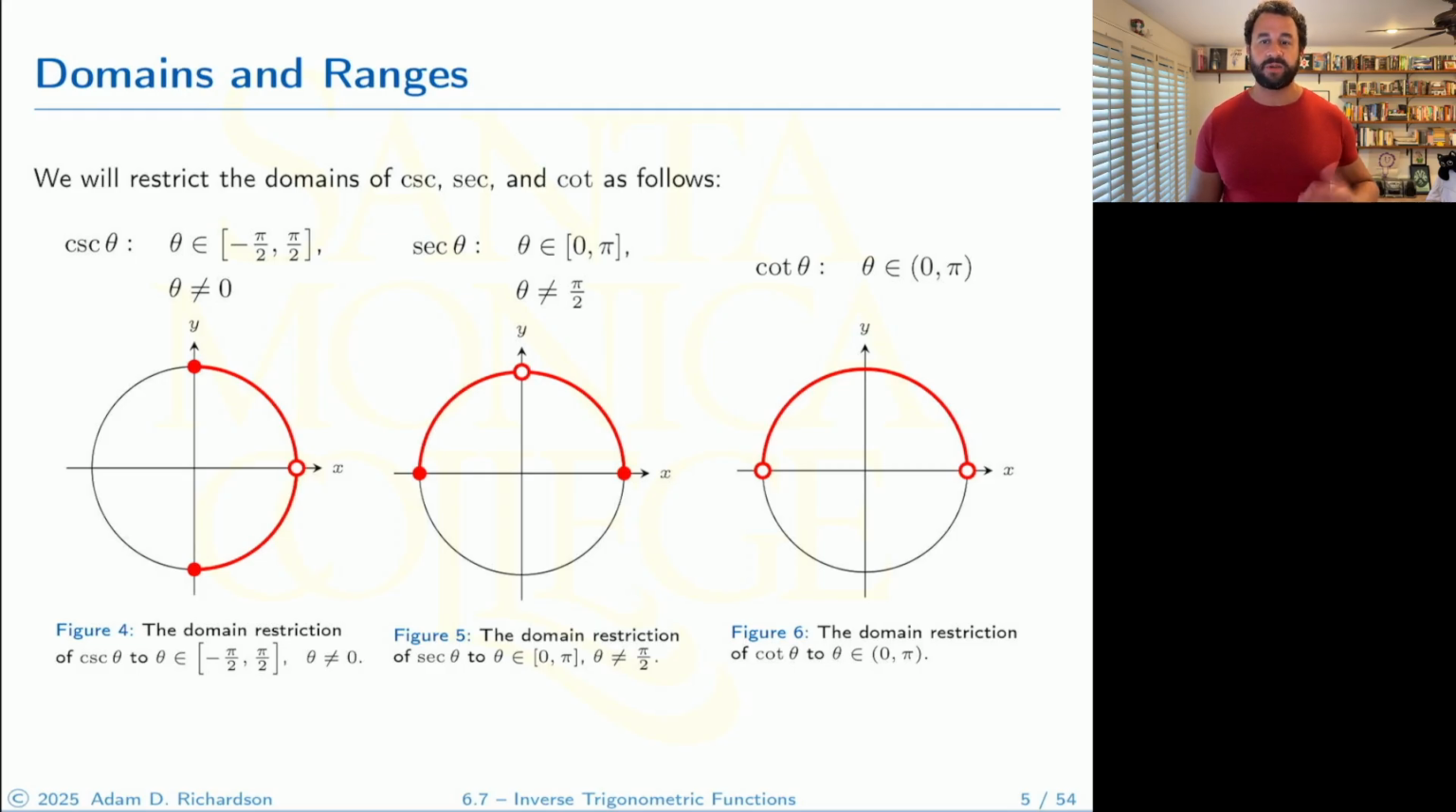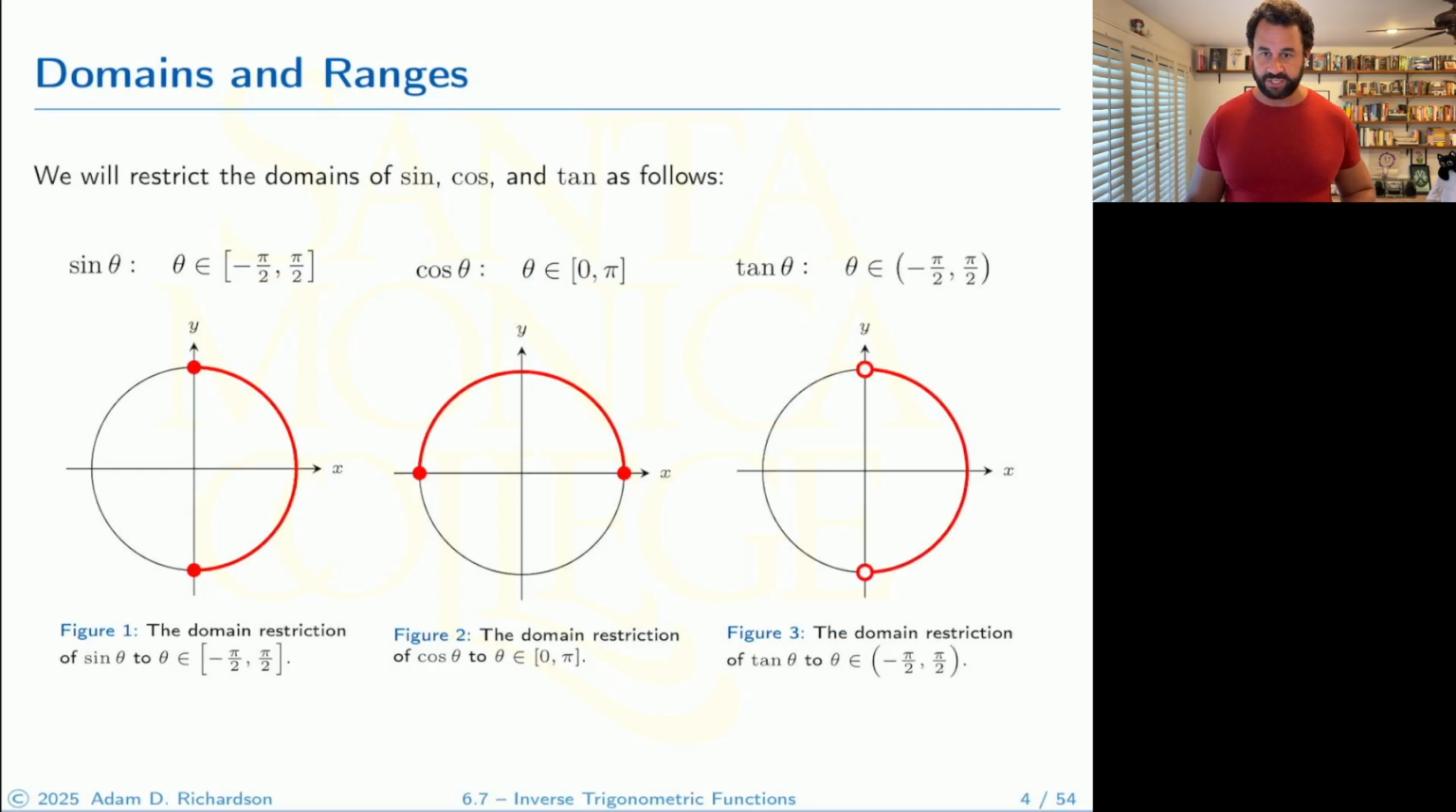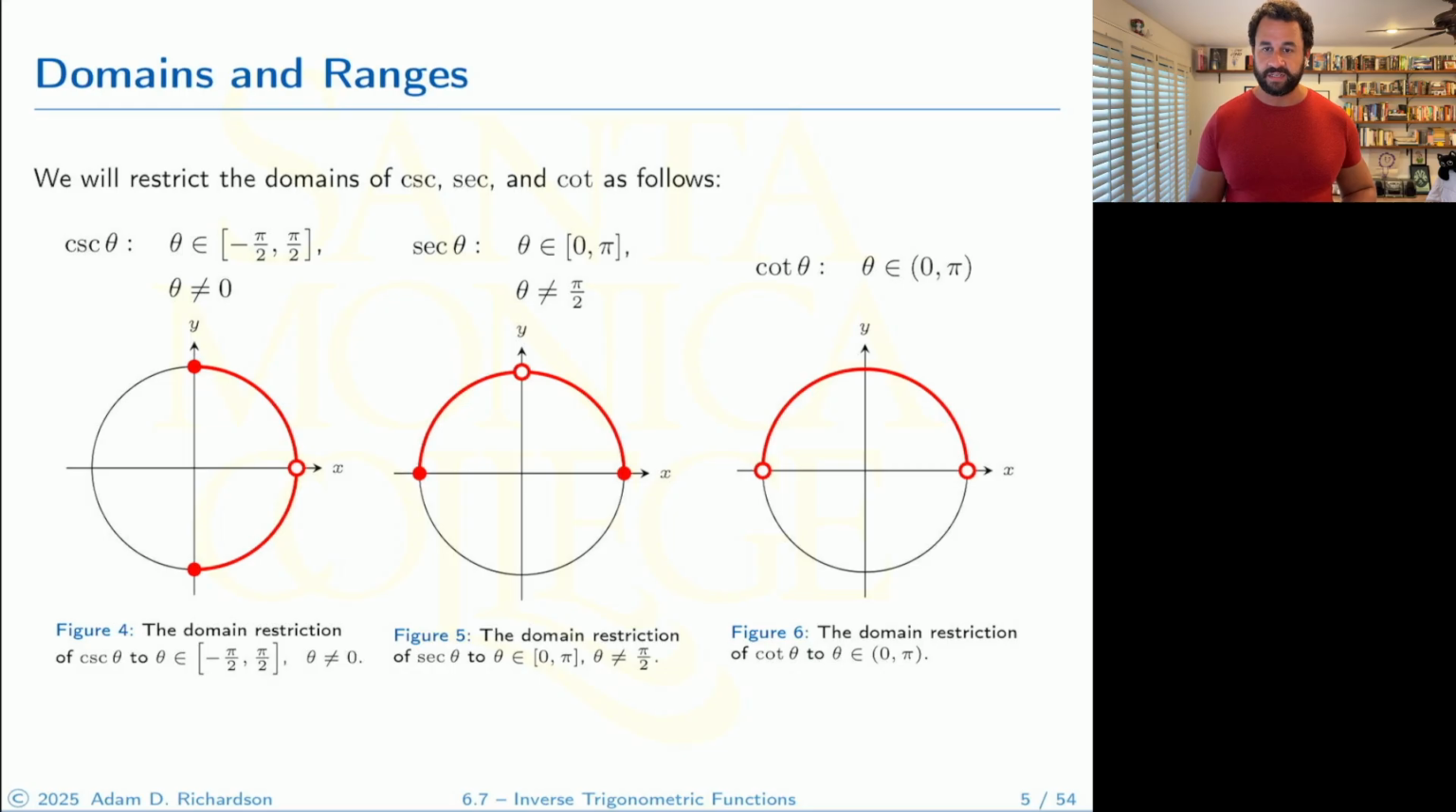So when we reciprocate, it's actually causing a reflection across this diagonal line right here. So if you look at tangent, it goes from this interval, negative pi over 2 to pi over 2, to this interval, 0 to pi. And I can demonstrate that to you in class if you're interested. But those are the restricted domains, okay?